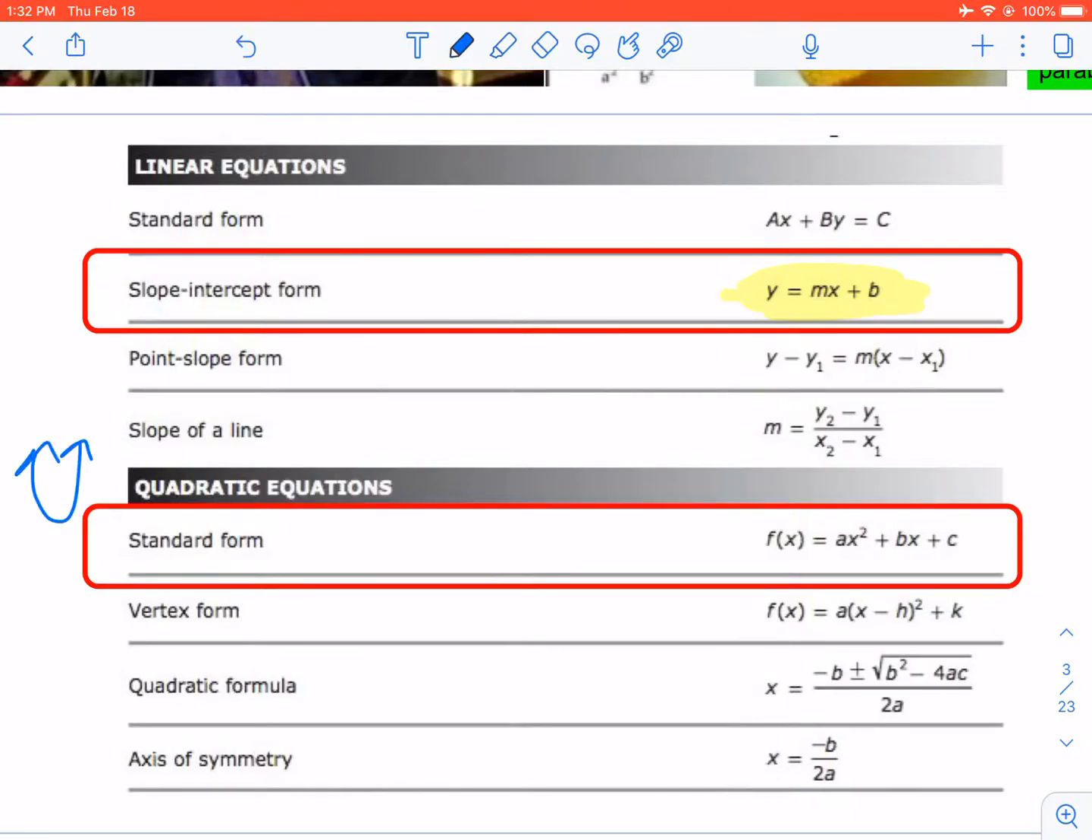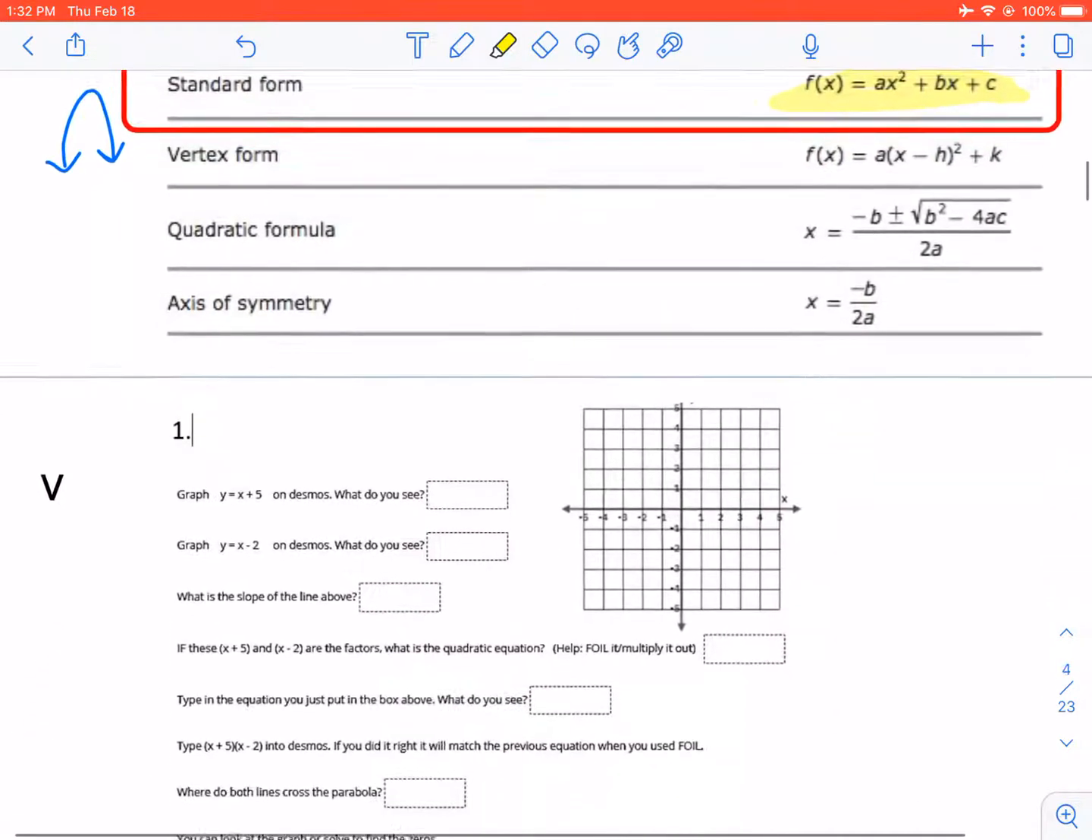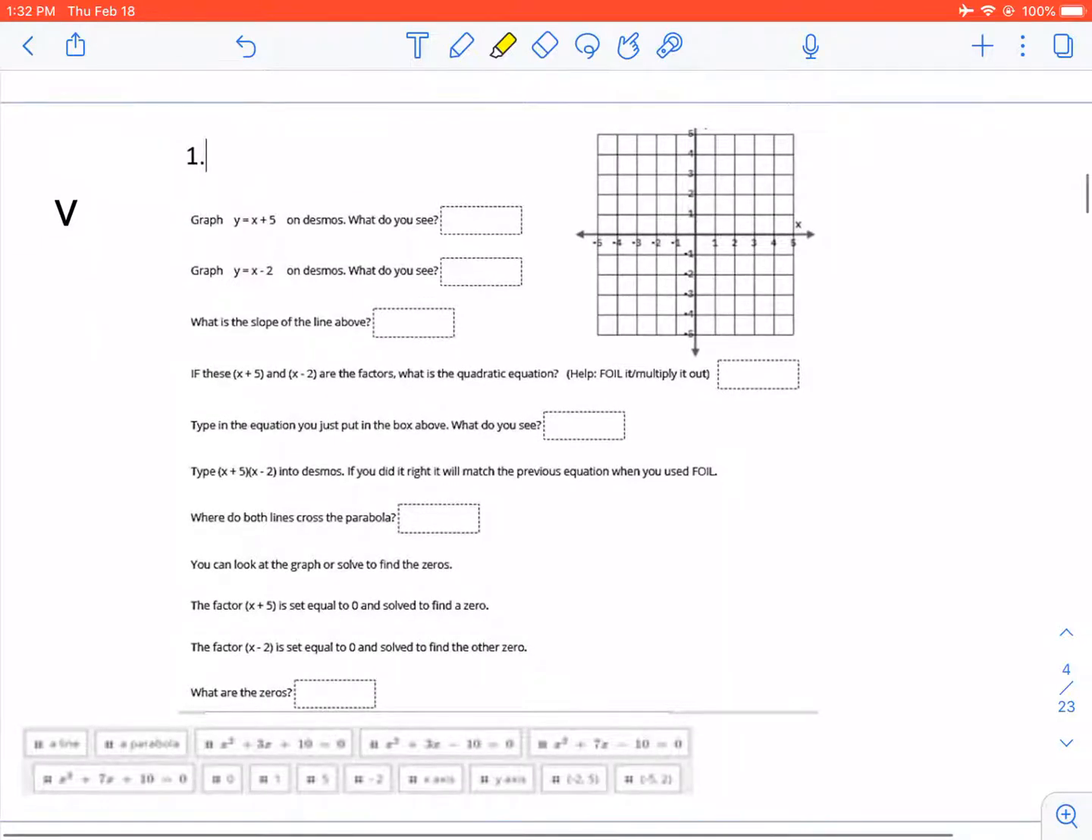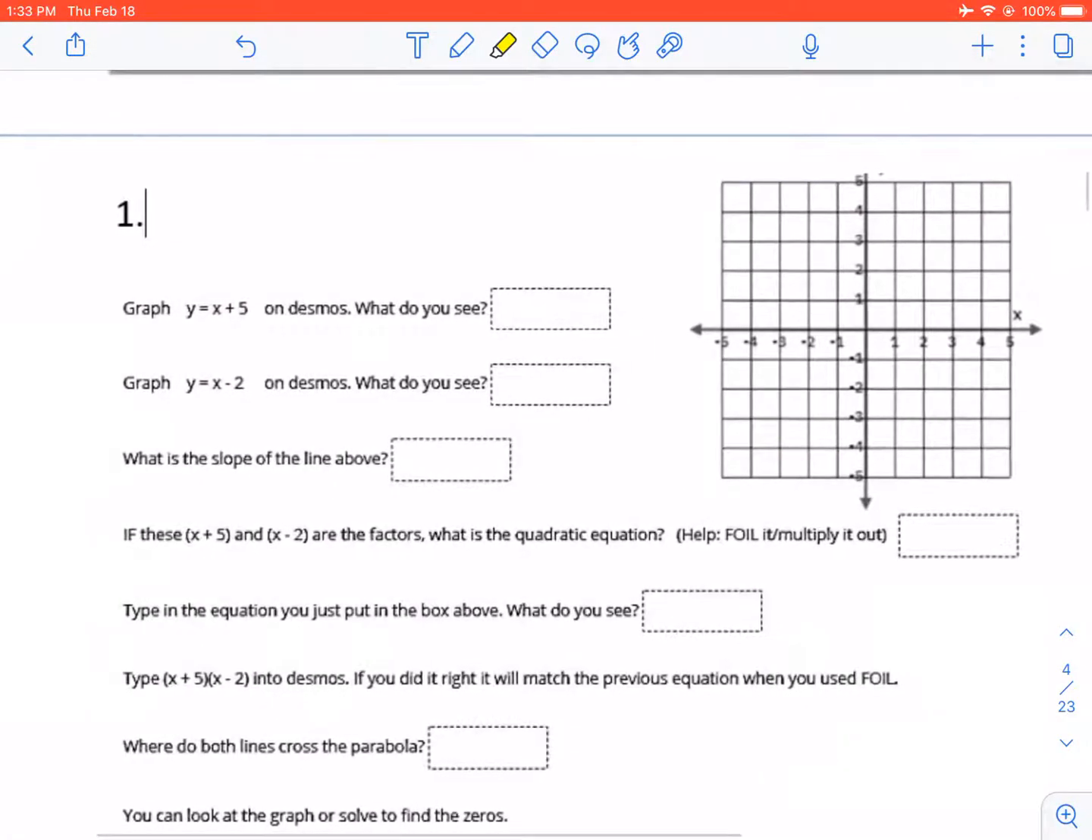Quadratics are called parabolas. It looks like a U or an N. And the standard form of a parabola is ax squared plus bx plus c. We're going to be using this formula a lot. Beginning with number 1, it says to graph on Desmos, what do you see?